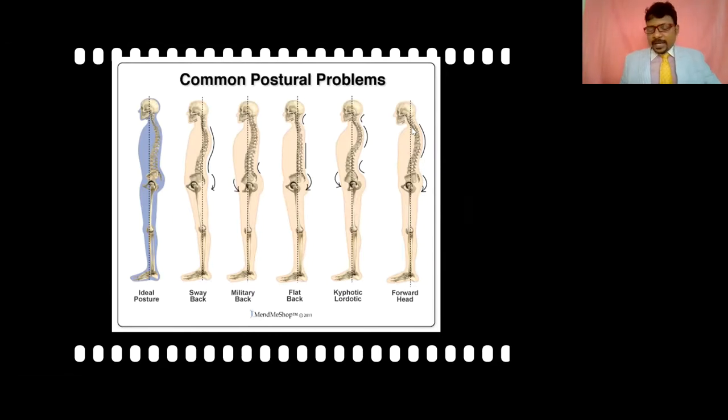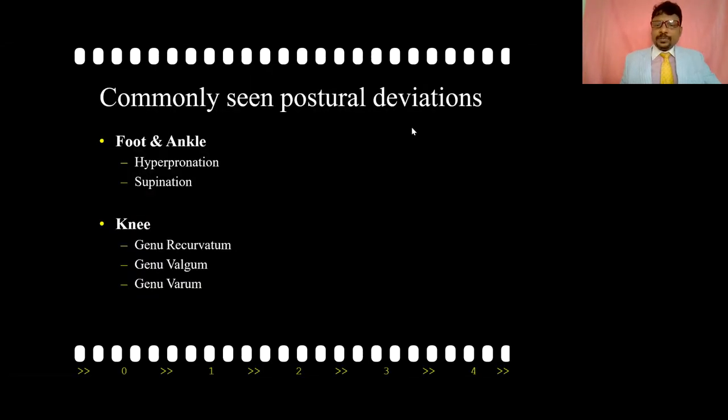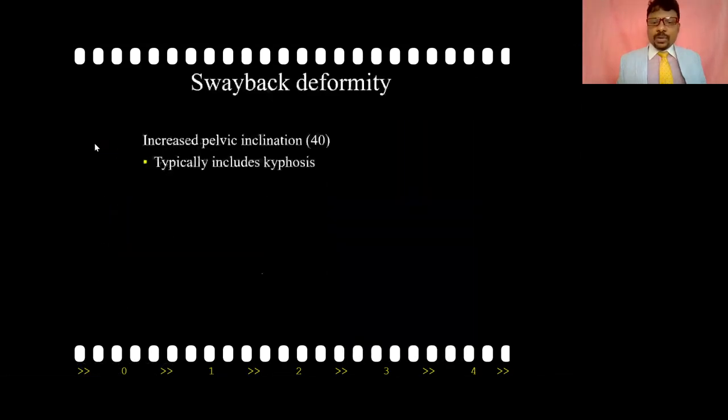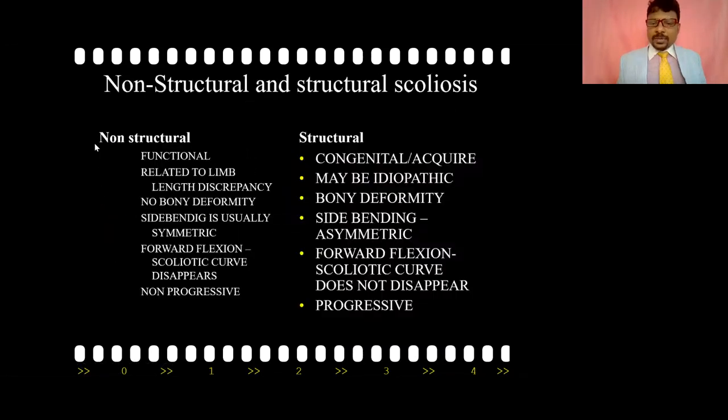So that is the assessment of some deviations. What deviations do we find in the different joints? We already discussed this, but we have to discuss it one more time. In the ankle and foot, the problems they may get are hyperpronation and supination problems. Okay, I'll show you here.